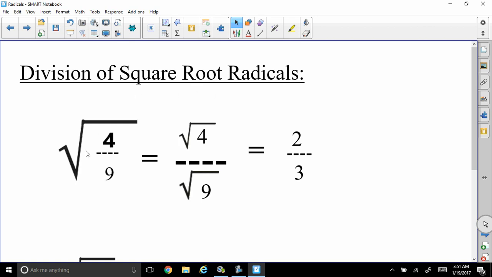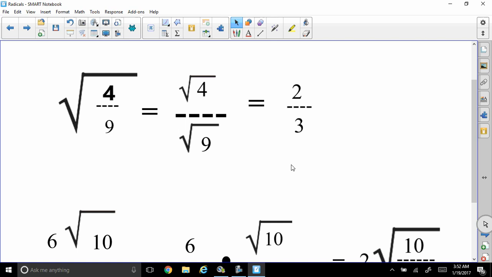Here we have the square root of 4/9. So we have a fraction under a radical sign. What we're going to do is take the fraction and divide it into two parts. We're allowed to do that. And put a square root sign over the 4 and a square root sign over the 9. The square root of 4 is 2 and the square root of 9 is 3. So our answer for the square root of 4/9 would be 2/3.